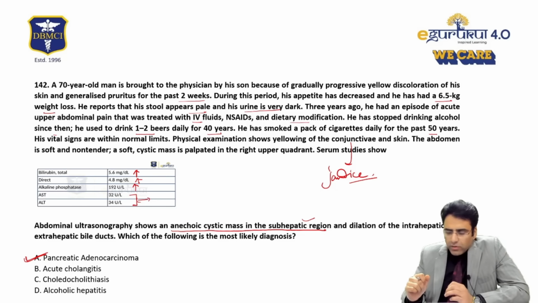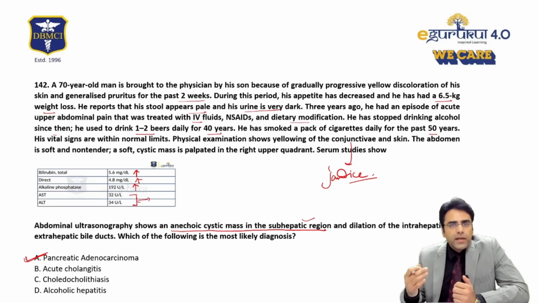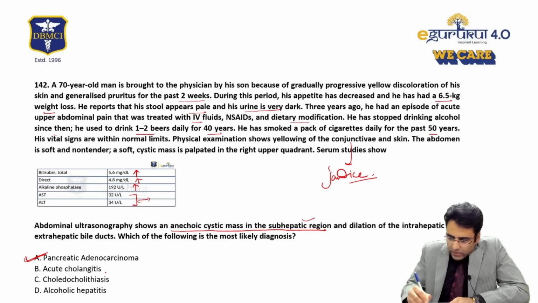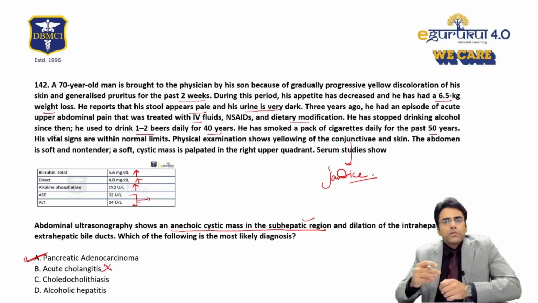And why not acute cholangitis? You see, in acute cholangitis, the patients have features of Charcot's triad, that is intermittent jaundice, intermittent pain, intermittent fever. Now, in this clinical scenario, Charcot's triad is not present, so you can rule out acute cholangitis. Clear? Now, choledocholithiasis, again, it is stone in the CBD.